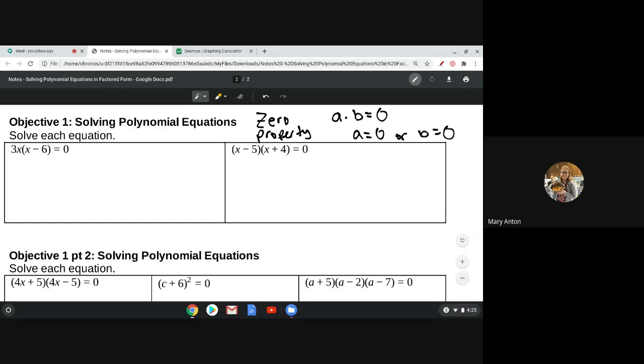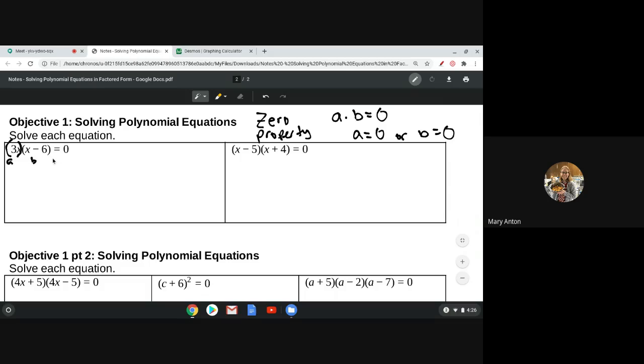Now, class, we're going to work on solving each equation. We're going to use this property. So do you see here in this first example, 3x times x minus 6 is equal to 0. I want to find out what x can be to get this to equal 0. And do you see how we really have two different parts of this? We have this 3x, which is like your part A, and then this x minus 6 is like your part B. So it's like we have two different sets.